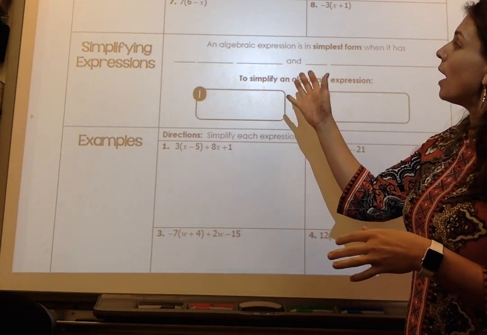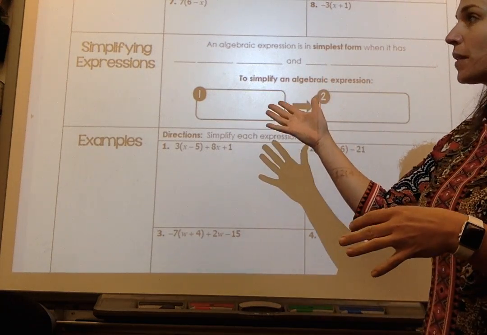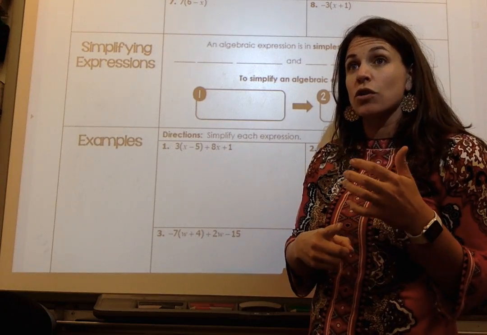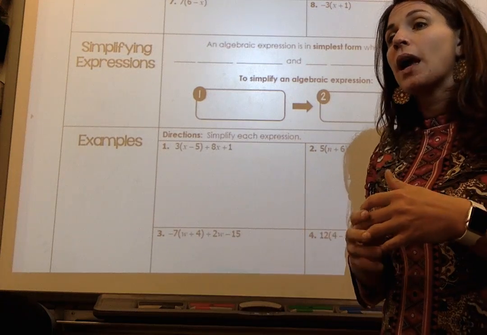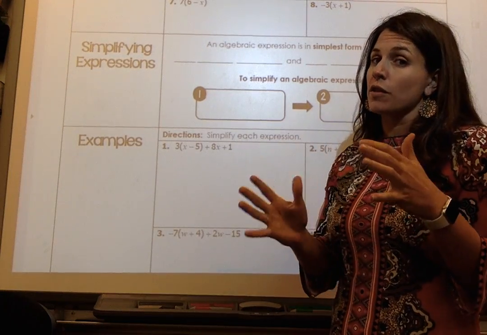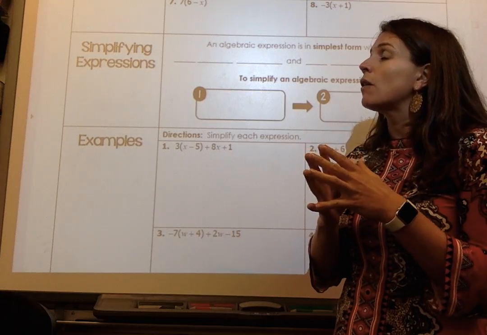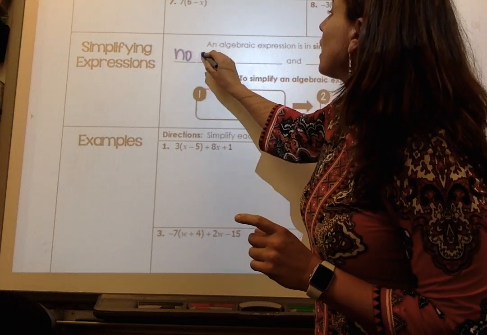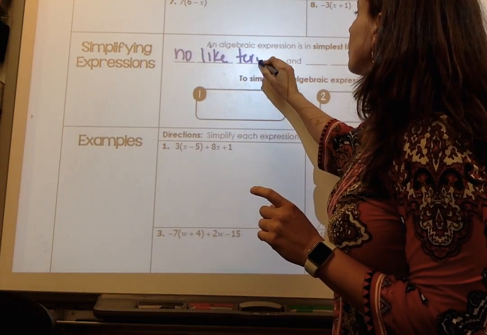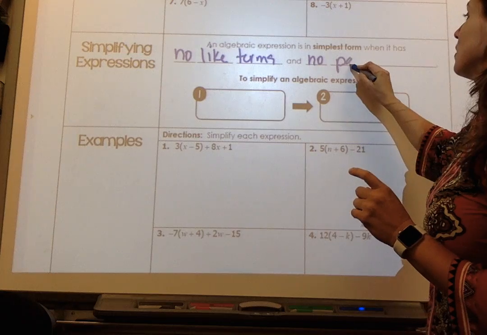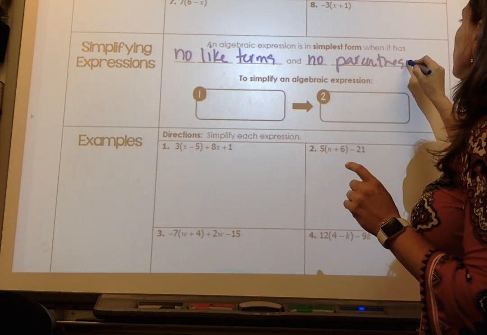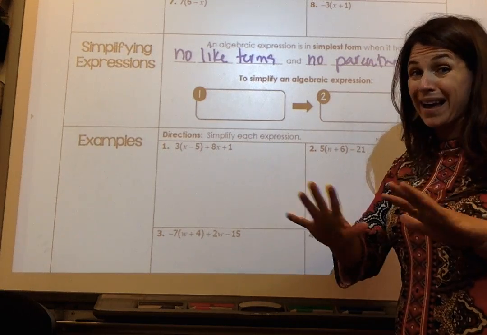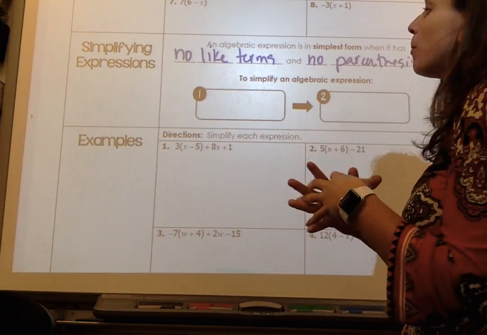So let's start here. What is an algebraic expression in simplest form? So this is a big deal because last time when you guys took your test, it would say simplify or evaluate, and you had questions on the instructions. So be very clear that simplifying an expression in simplest form is when it has no like terms and no parentheses. So it is as simplified as you can get it. And remember, parentheses, it's bad. We want it simple. Keep it simple.